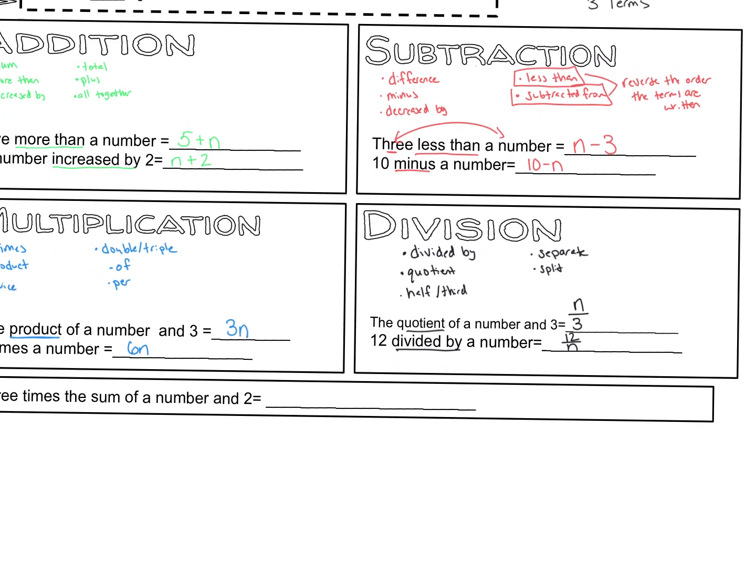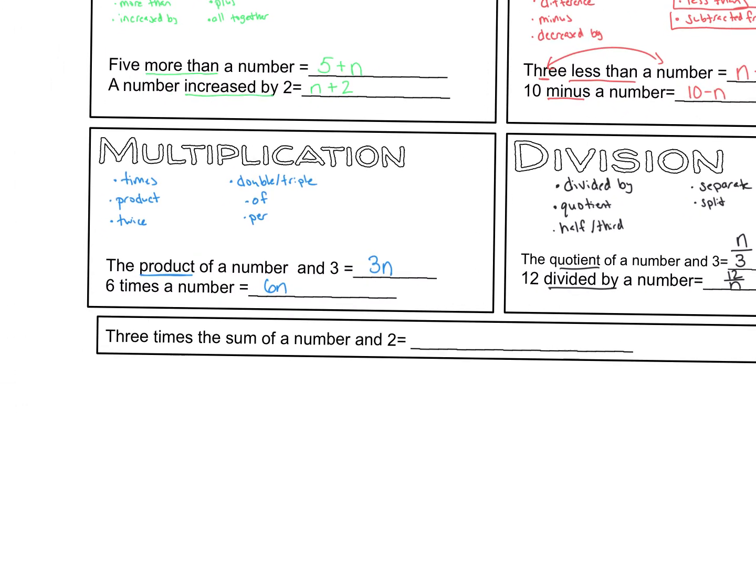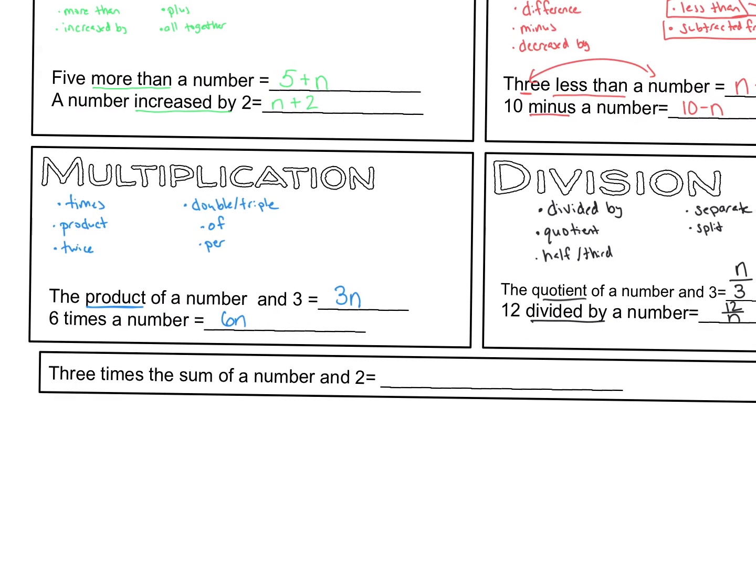Now, these are all examples where there's just one operation going on. That is not always the case. Sometimes you'll get more complicated phrases like this. 3 times the sum of a number and 2. So for this problem, we see that it says both times and sum.